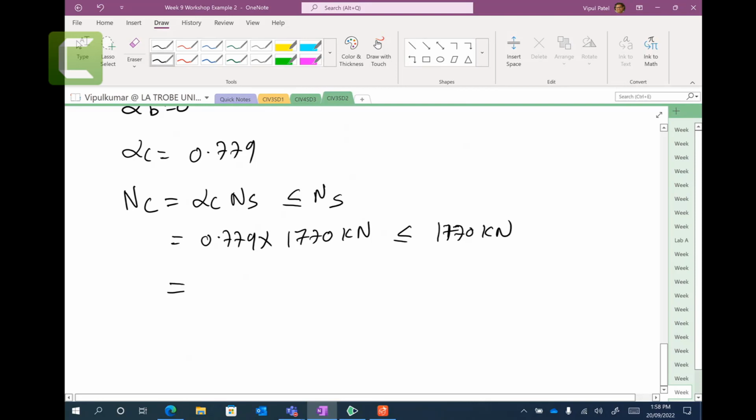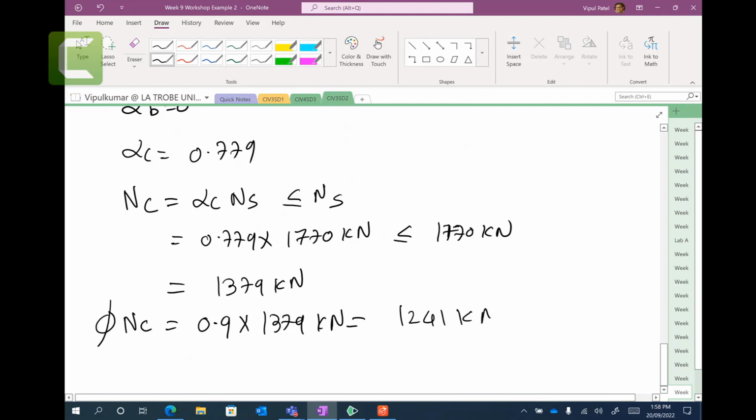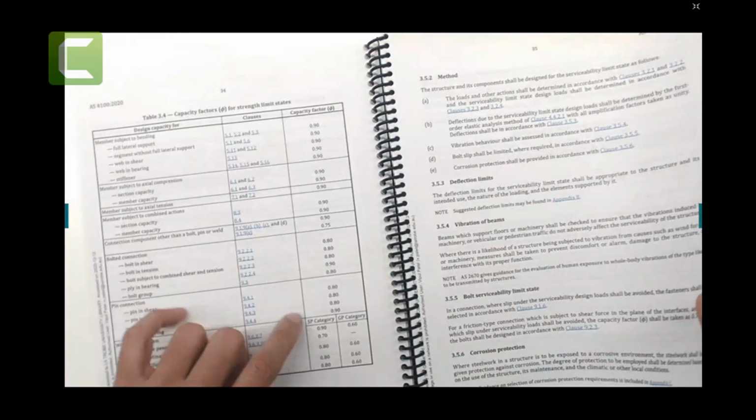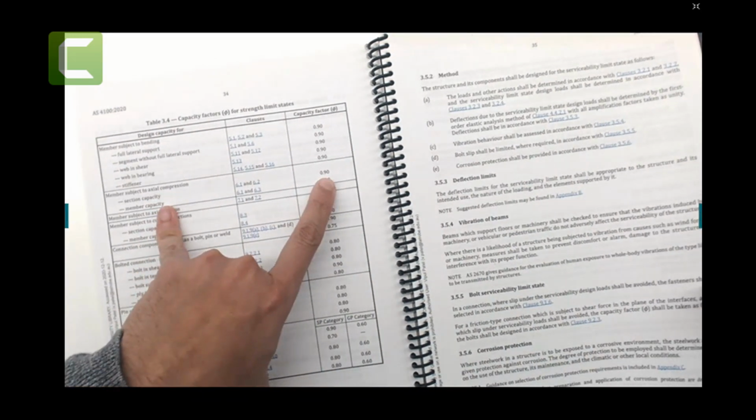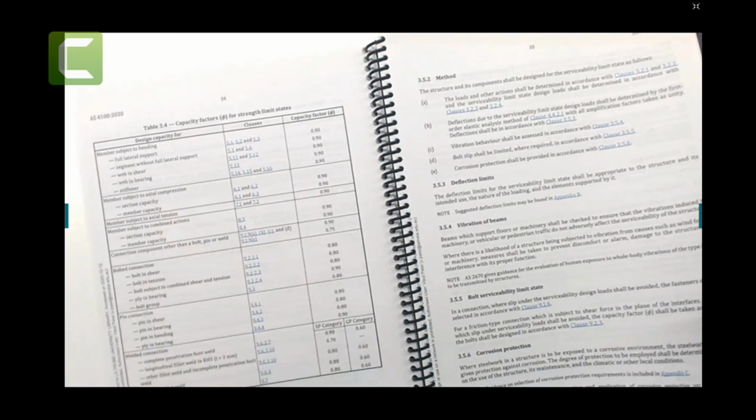So you get 1379 kilonewtons, and if you just want to get the reduction factors, 0.9, 1379 kilonewtons, 1241 kilonewtons. Where do these reduction factors come from? Axial compression, and that comes from 0.9. Yes, please.